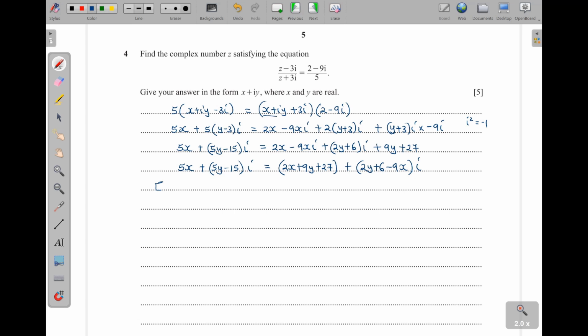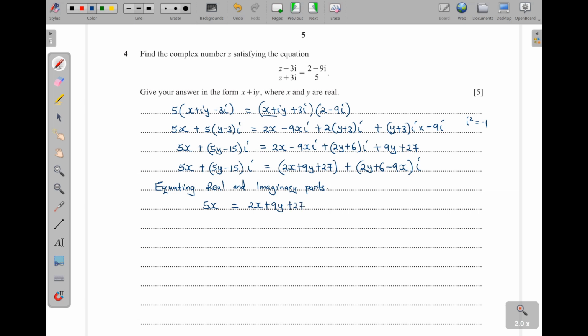Now we are going to equate, because complex numbers are said to be equal if the real parts and the imaginary parts are equal. In other words, if the real is equal to real and then the imaginary is equal to imaginary. Okay, so equating these parts, we shall have here 5x, which is equal to the 2 of x plus 9y plus 27. You see that?